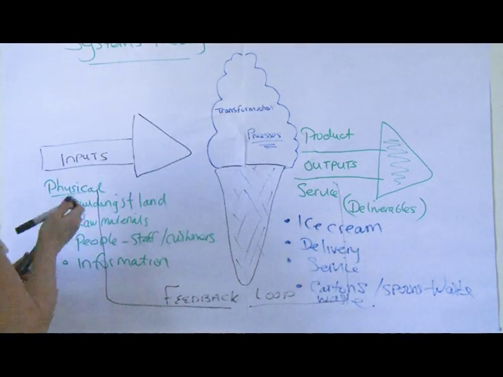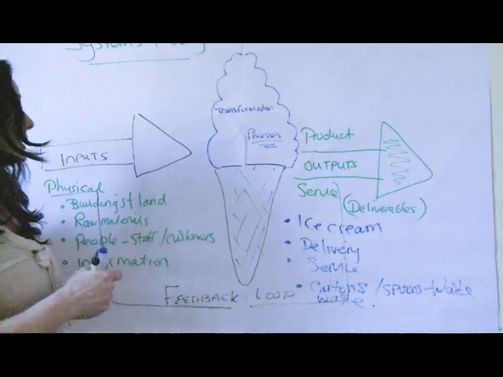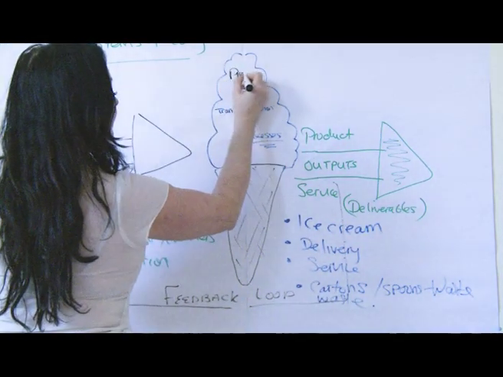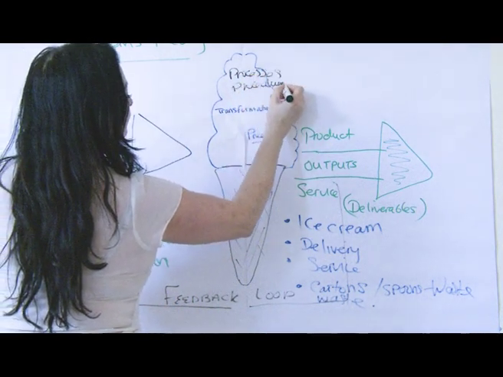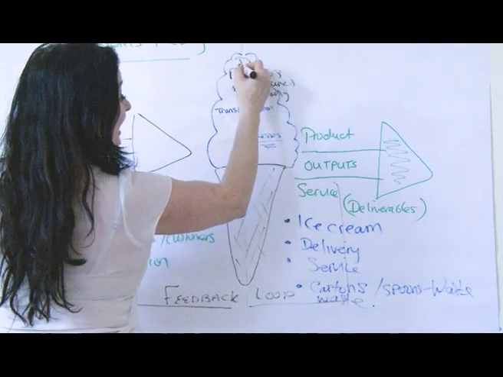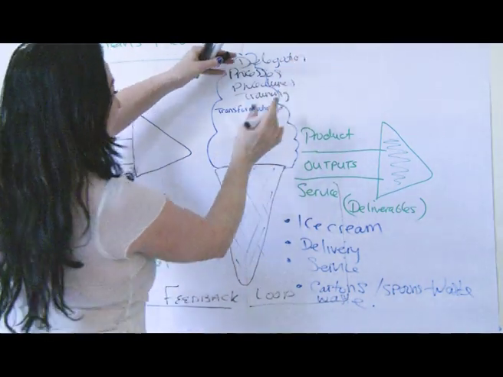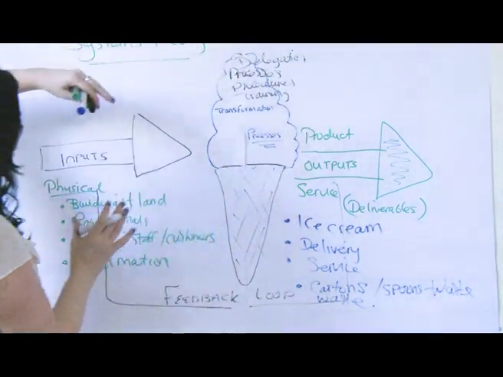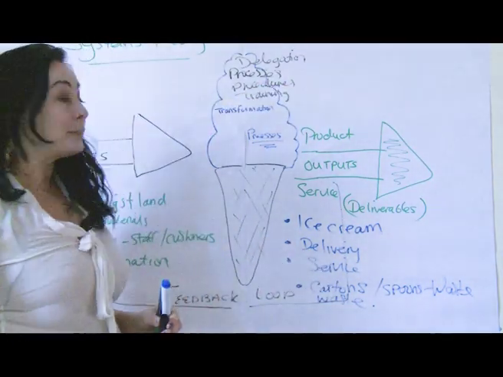Now, we've got the inputs and we've got the outputs. The transformation process is really quite simple. It's the processes, the procedures, the training, and even the delegation. So this is exactly how you transform the inputs to ensure that you get the outputs.